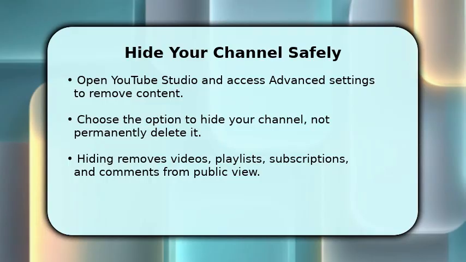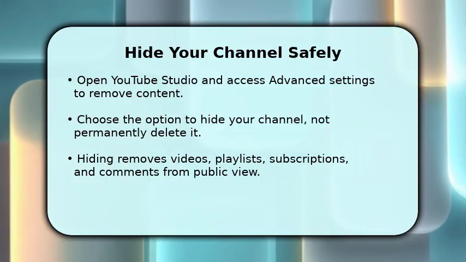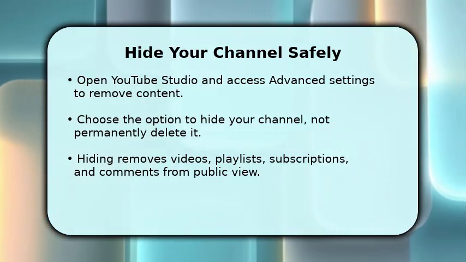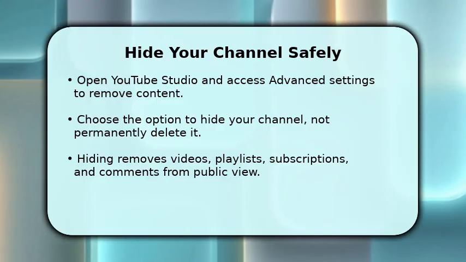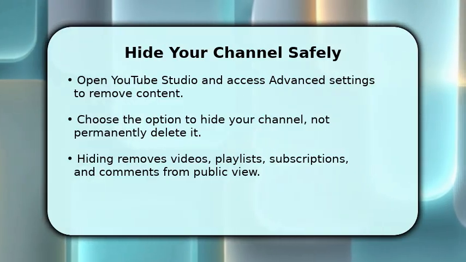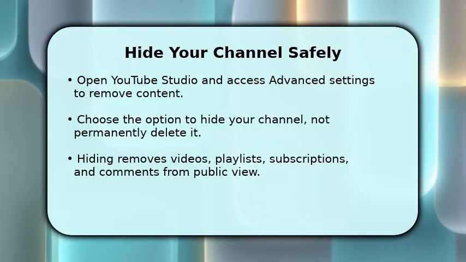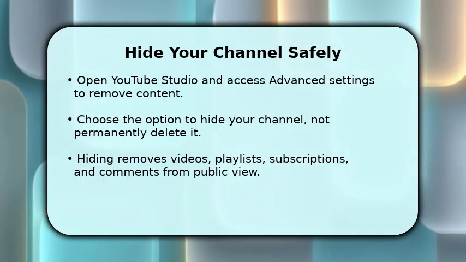Sign in at YouTube with the channel you want to hide. Open YouTube Studio from your profile menu and go to Settings. Select Channel and then Advanced Settings to find account removal options. Click Remove YouTube Content and sign in again if prompted for verification.